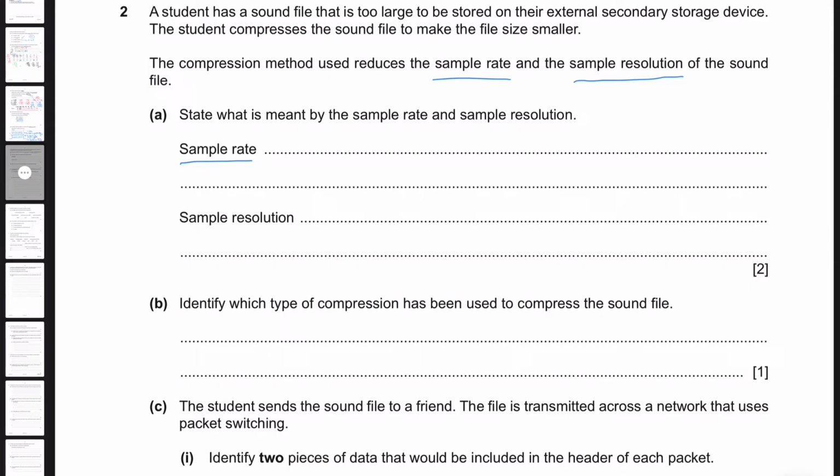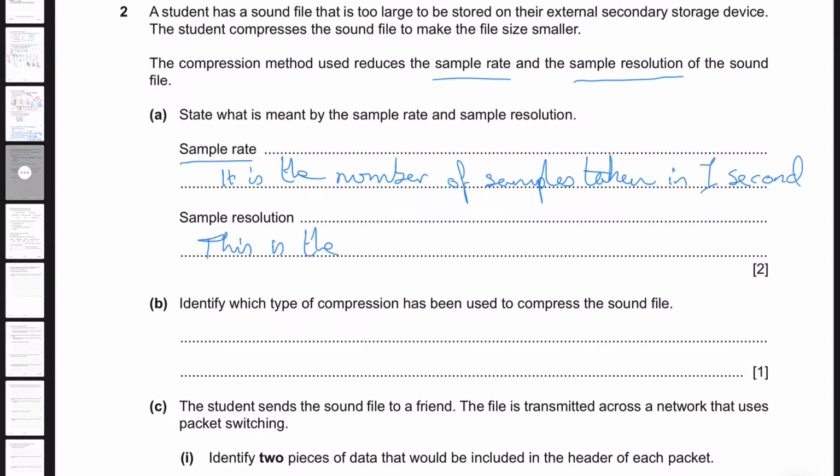So, again, the higher the bit depth, the more level of detail and accurate representation of the music there is going to be. So if we write this down, the sample rate is the number of samples taken in 1 second. The sample resolution is the number of bits per sample. Okay. Now identify which type of compression has been used to compress the sound file.